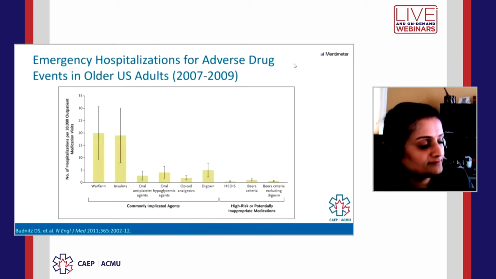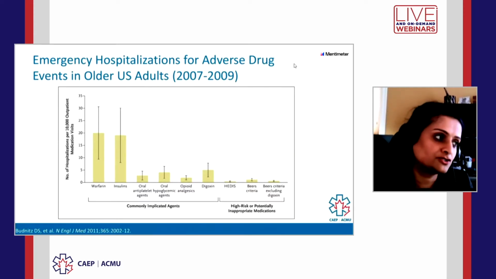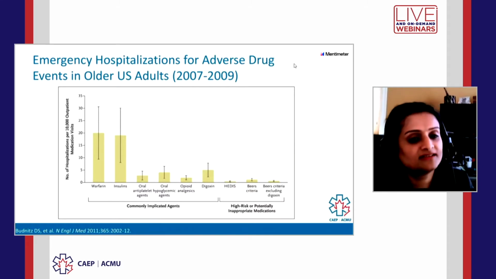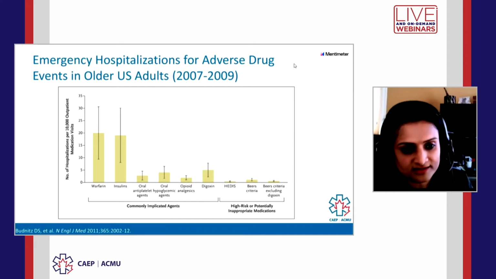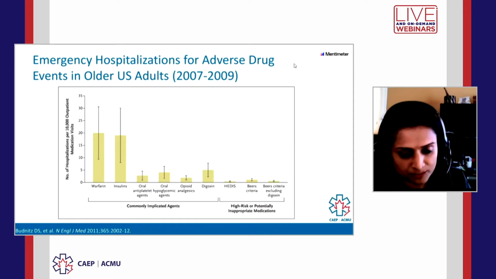Next one. And they still do. There are still a lot of patients presenting with bleeding complications due to adverse drug events. And this is just one of the studies that looked specifically at older US adults, looking at emergency hospitalizations for adverse drug events. And as you can see from the graph, warfarin still constituted a significant proportion of those. The next slide.